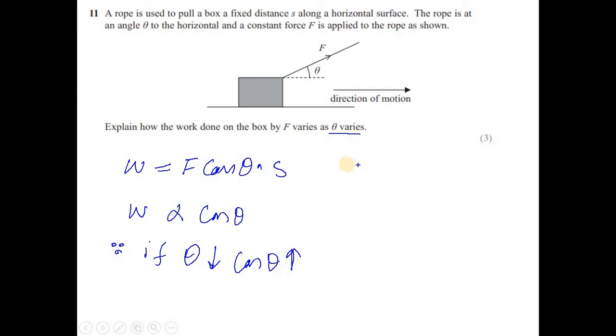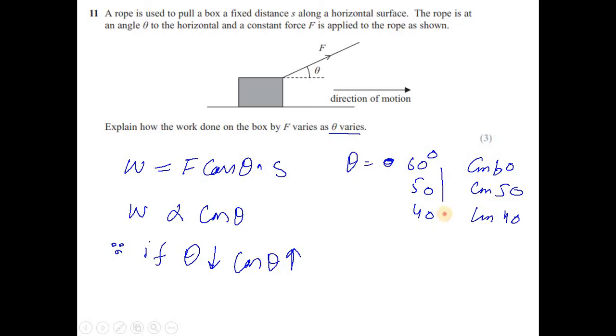You can check by using your calculator. You need to decrease theta, so start with any angle, let's suppose 60 degrees, find cos 60, and then change 60 to 50 degrees and find cos 50, and then 40 degrees, so find cos 40. You will see that as theta is decreasing, the value of cos keeps increasing. That means work done is going to increase.